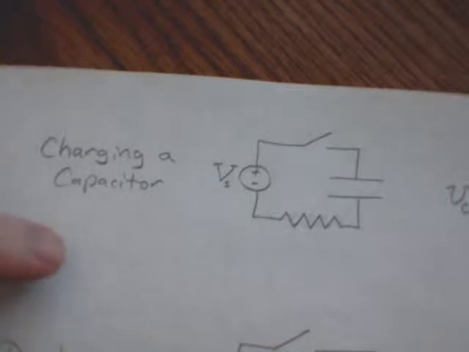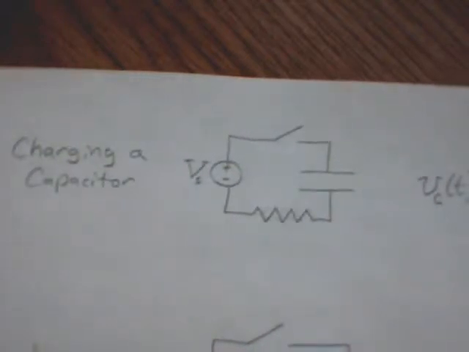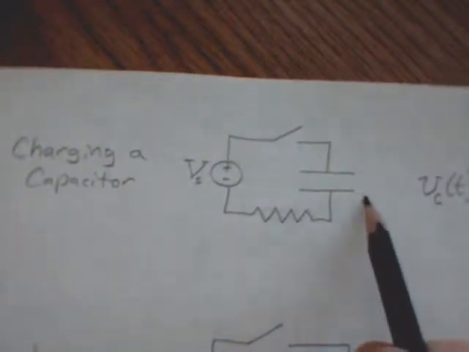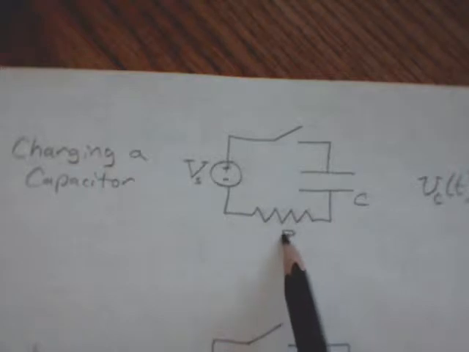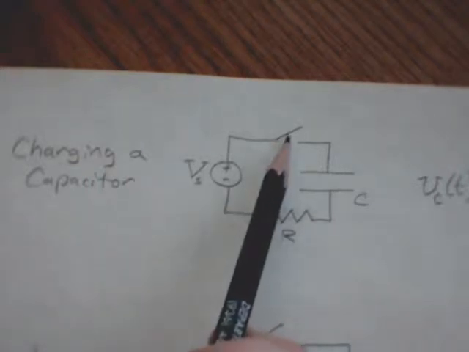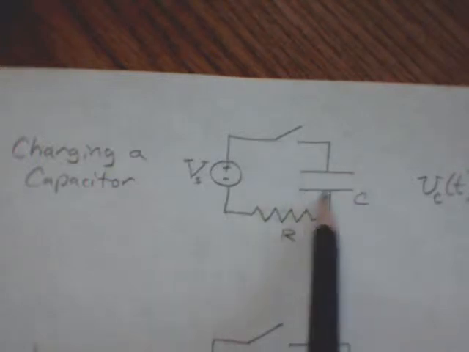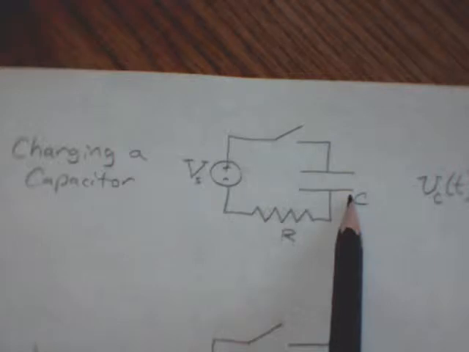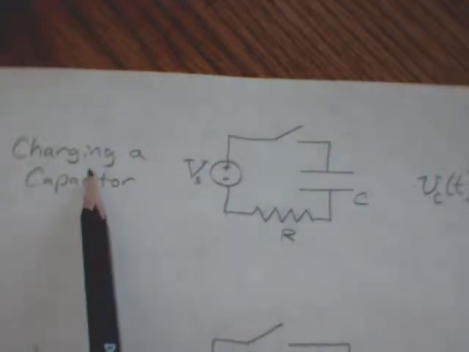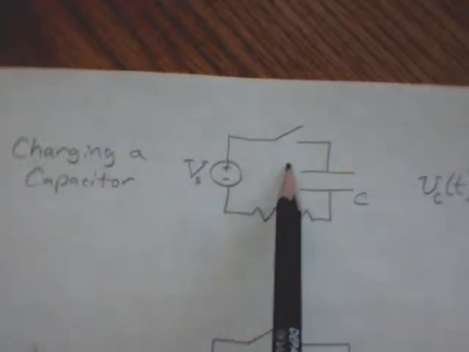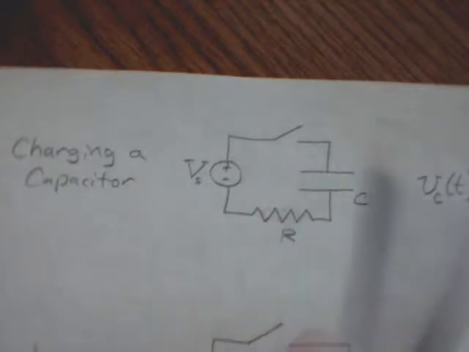The charging circuit for a capacitor in its simplest form is just a battery with a switch, a capacitor, and a resistor. So you close the switch and you start to get a buildup of charge, of positive charges on this plate, negative charges on that plate. So there are 4 components in the circuit for charging a capacitor: battery, switch, capacitor, resistor.